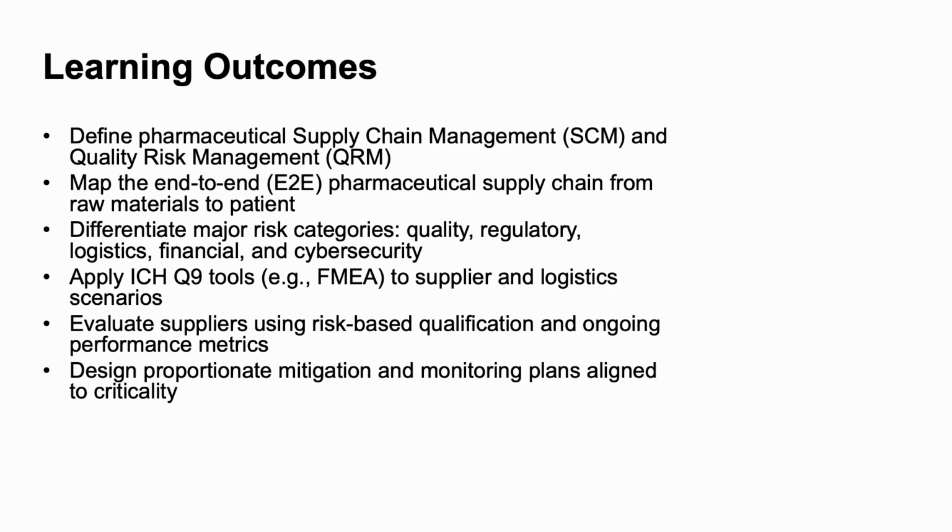Examples include dual sourcing for single points of failure, targeted incoming inspection plans based on historical defect data, enhanced change control for high-impact suppliers, and contingency stock strategies informed by demand variability and lead time risk. Throughout, we will emphasize the importance of life cycle thinking, transparent communication, and governance so that risk decisions are consistently documented, reviewed, and improved over time.